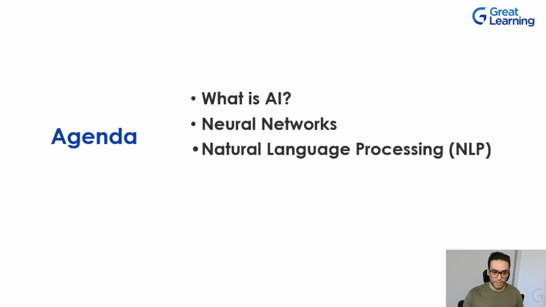We'll also talk about two main subcomponents of AI, which is natural language processing, or NLP, that deals with text, audio, speech, or anything that's related to language. We'll also talk about computer vision, which deals with images, videos, anything that is in visual format.